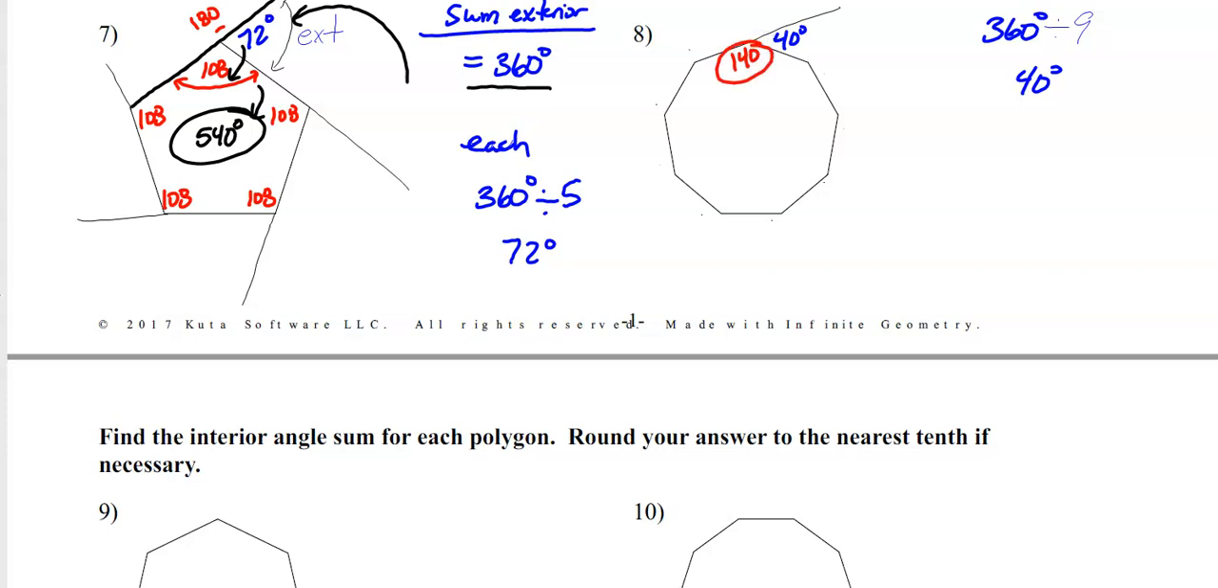I really like using the sum of the exterior because I don't have to memorize the n formula. I just know that the angles all the way around add up to 360, which is pretty easy to remember because the circle is 360 degrees. So that's kind of how I remember the sum of the exterior.